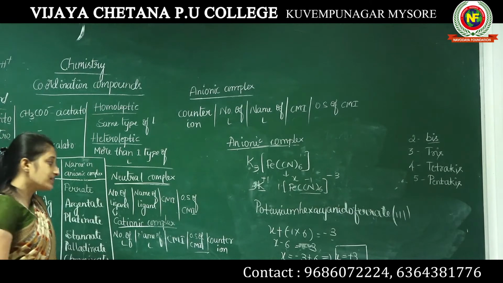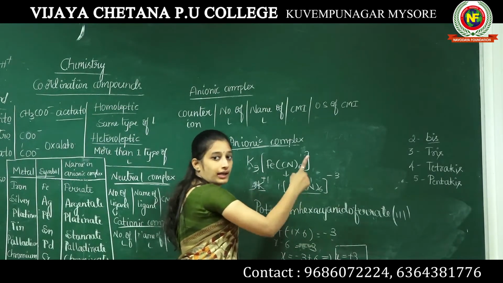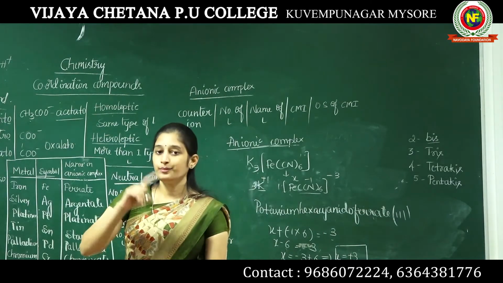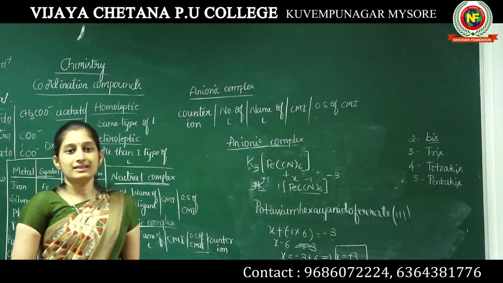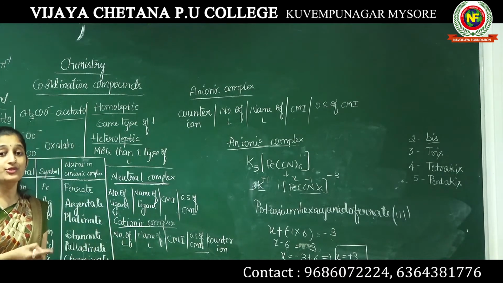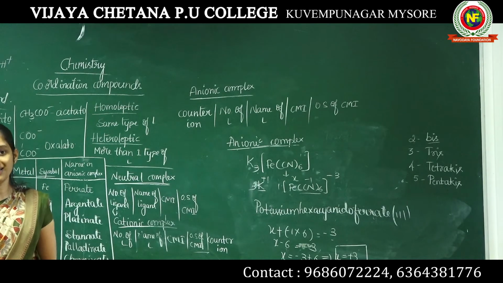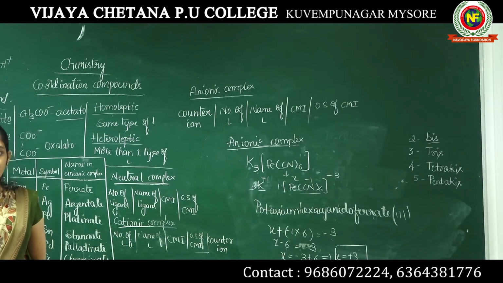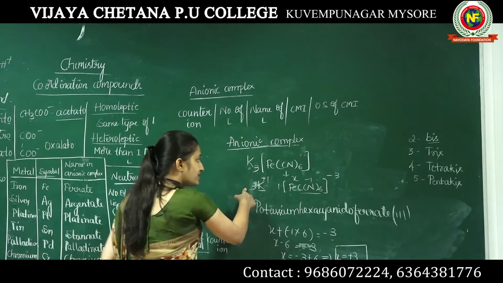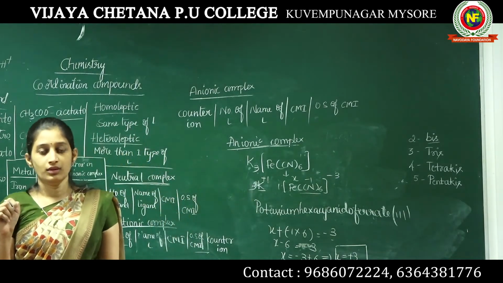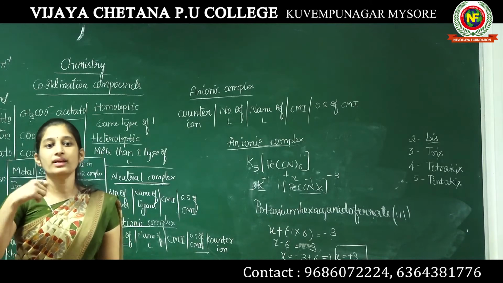Simple. In the previous case, potassium only, hexacyanido only, ferrate only. But the previous case was plus 2, and here it is plus 3. What does it indicate? Iron +2 means the ferrous state. Iron +3 means the ferric state. If you mention 2 instead of 3 here, the entire complex name is wrong.